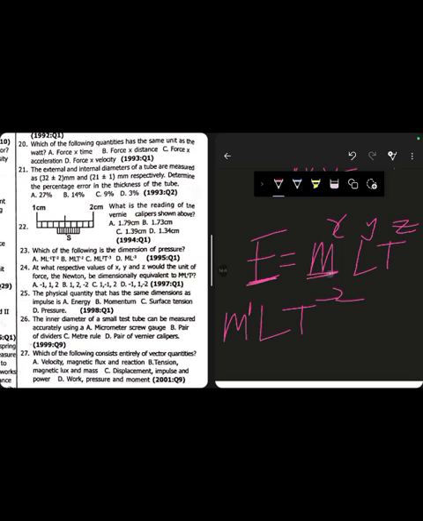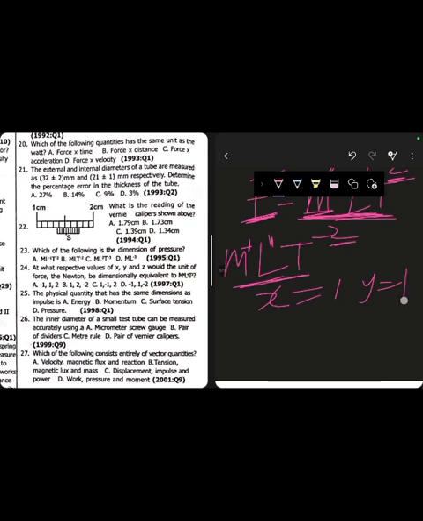So if you compare it with this one, if this is the dimension for force, then this dimension for force must be equal to this. So x will be 1, y will also be 1, and z will be minus 2. So 1, 1, minus 2.